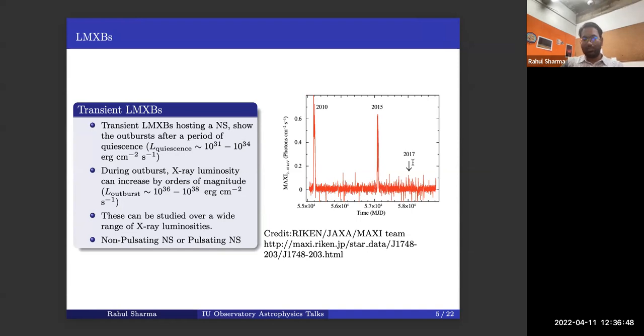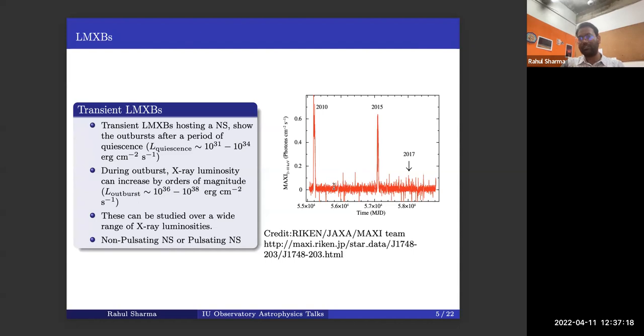On the right panel I show an example diagram of a source, where initially it is a faint source in quiescence. Suddenly we see an outburst, and there is a sudden increase in the luminosity of the source, which can be orders of magnitude higher. The luminosity can rise up to 10^36 to 10^38, and these sources can show multiple outbursts a few days apart.